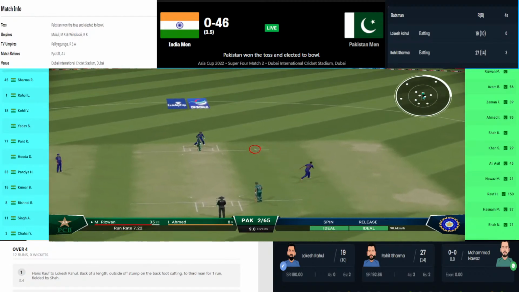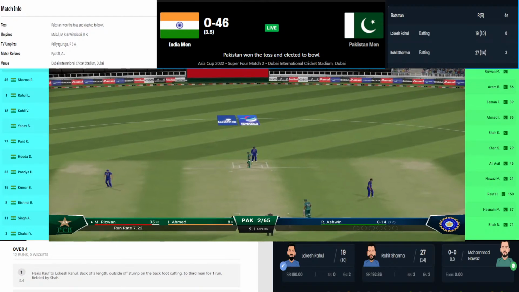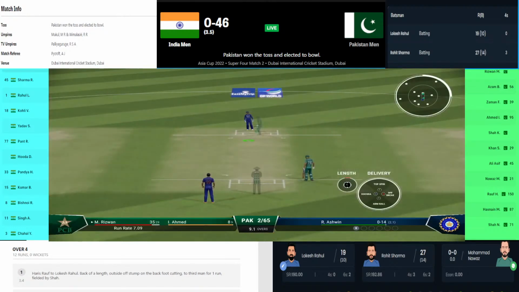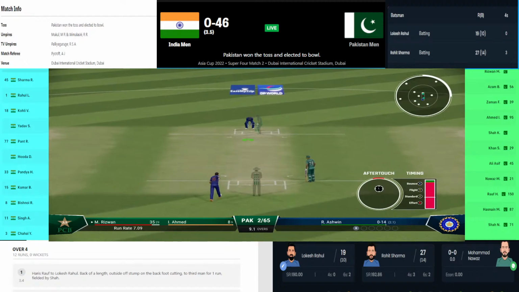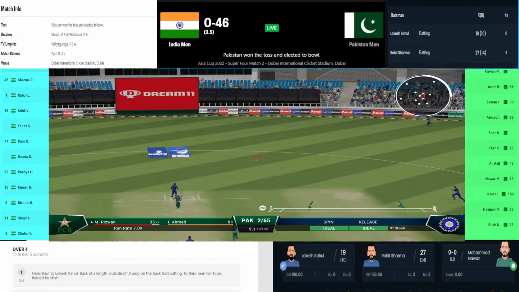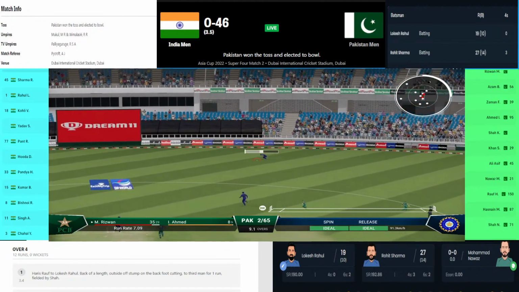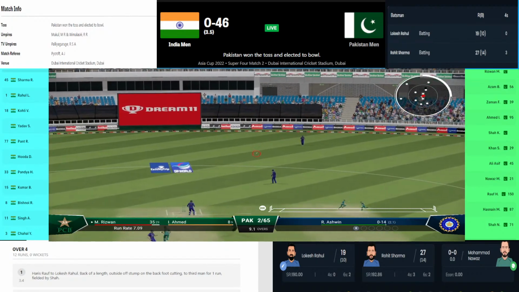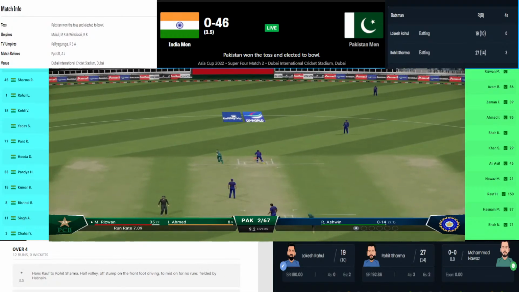So a dot delivery to end the over. After the end of 4 overs, Indians are 46 without loss, and what a start! What a start for India. This is just a lovely piece of timing on each and every ball, and that's why you can see this type of start for the Indian batting lineup.